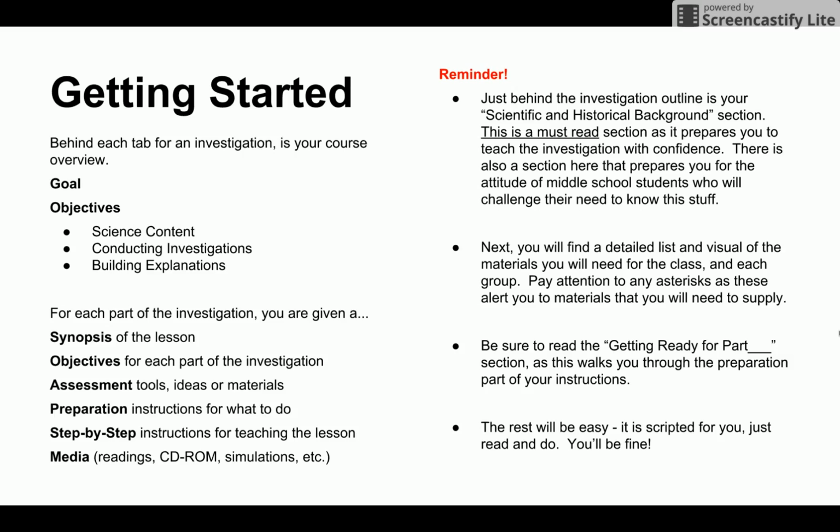As always, behind each investigation tab is the matrix that outlines the goals and standards as well as step-by-step instructions for how to teach the unit.